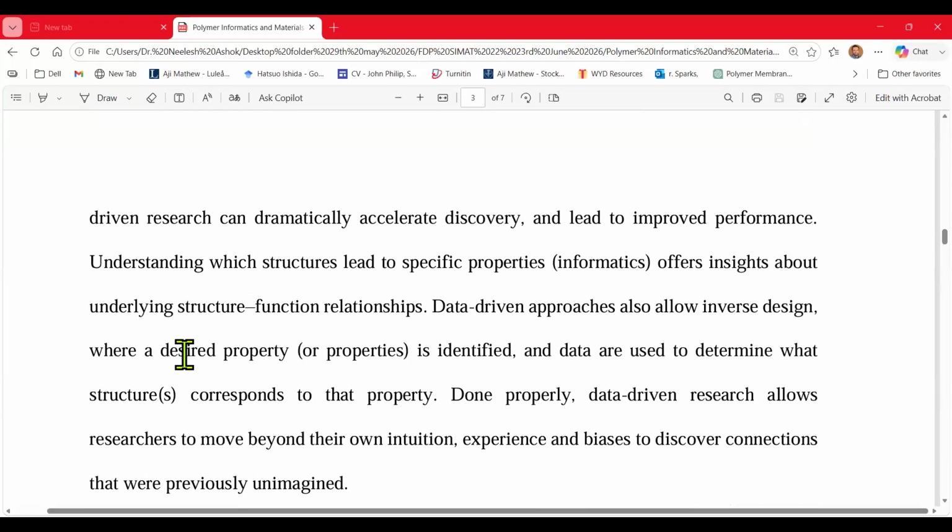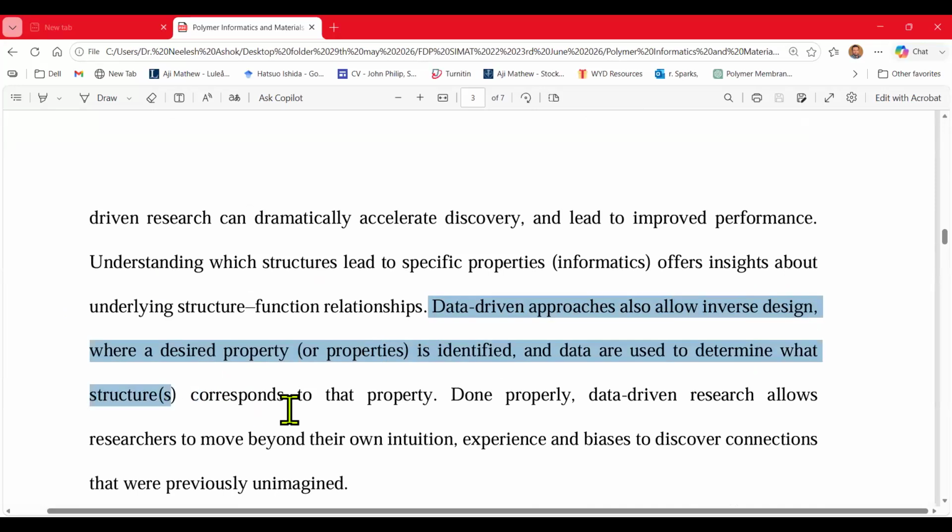Here I'm talking about only one thing, that is data-driven approaches. Okay. They also allow inverse design, where a desired property is defined and used to determine the structures corresponding to that property. So this is a very important statement. That means a data-driven approach is used to allow inverse design. Inverse design means there are two types of design for a polymer. One is you develop a polymer for a particular property, and in the other, the end property is defined and you are doing an inverse design. Okay.